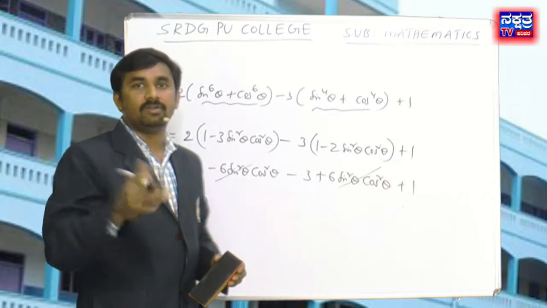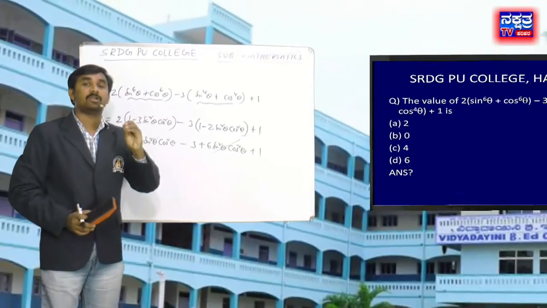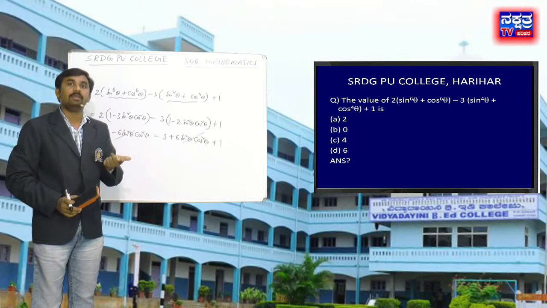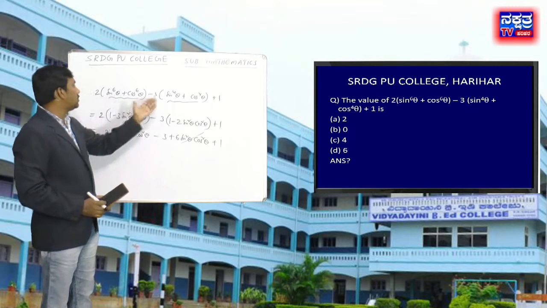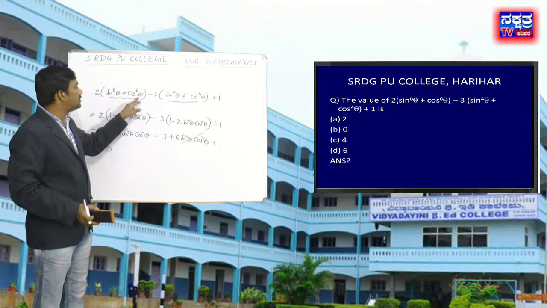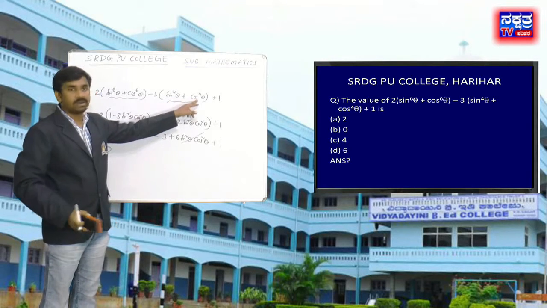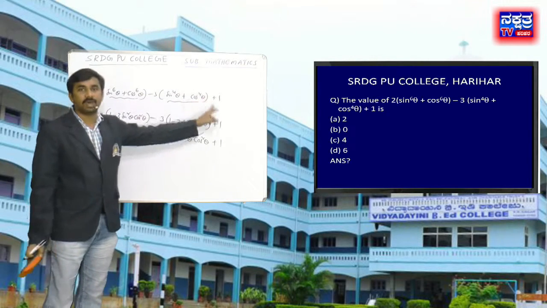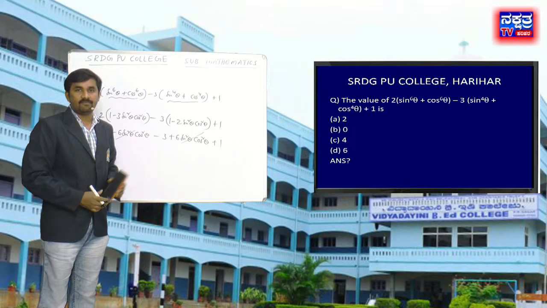This we can do in the verification method also. In the question, if you take theta equal to some angle substitution, for sine cos, you can verify with theta equal to 0 or 90. Tan cot, we can't verify with 0 or 90; it's better to go with 45 degrees. So here sine cos only, you can verify with theta equal to 0 degrees. What is sine 0? 0. Cos 0? 1. Then 2 into 1, 2. Sine 0, 0. Cos 0, 1. Minus 3 into 1, minus 3. Plus 1. Then you will get 2 minus 3 plus 1, 3 minus 3, that is 0. So in this way also, the verification method, we can apply for this question.